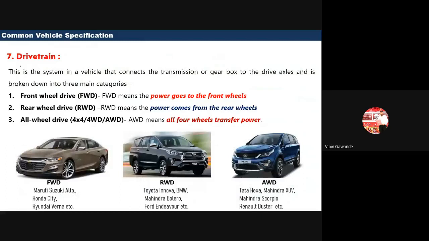Then next comes the drivetrain. In the drivetrain, if you refer to that particular leaflet, they will mention front wheel drive, rear wheel drive, and all wheel drive. Now, what is meant by front wheel drive? That means your car is running on the front wheels. The engine is mounted here, and your car will run on these front wheels.